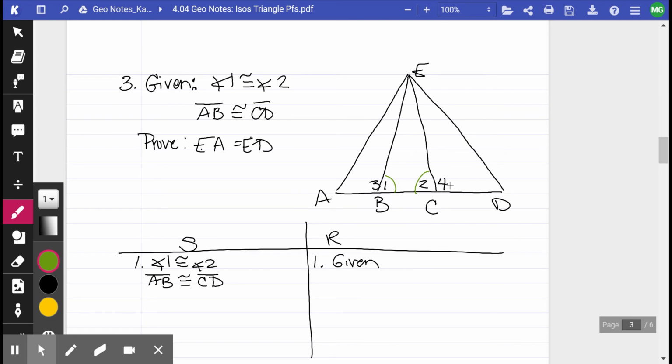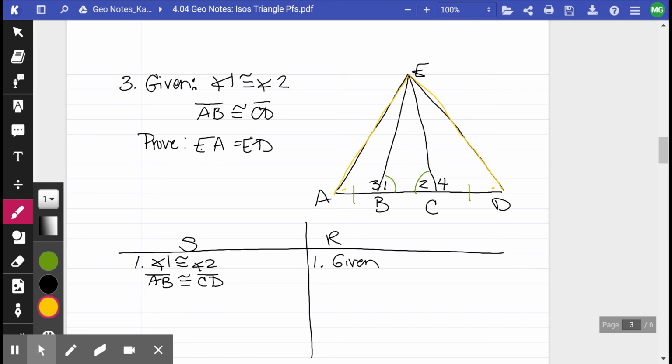All right, so we've got angle 1 congruent to angle 2 and segment AB congruent to segment CD. We want to get EA equal to ED. So hopefully you thought about working backwards here and said, how could I possibly get those two sides congruent? And there's two different ways that I would think of. One is maybe I'm looking at an isosceles triangle. So if I could get these two base angles to be congruent, then I could get the two sides congruent in that big triangle only.